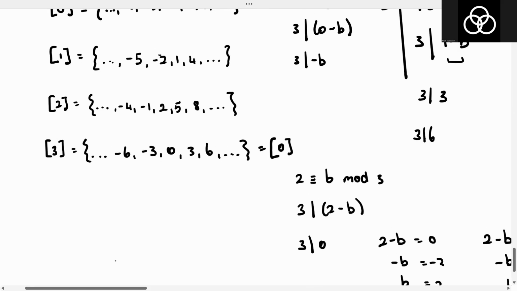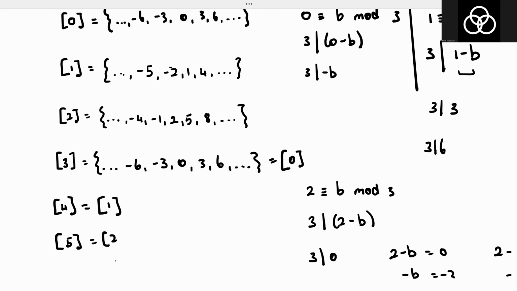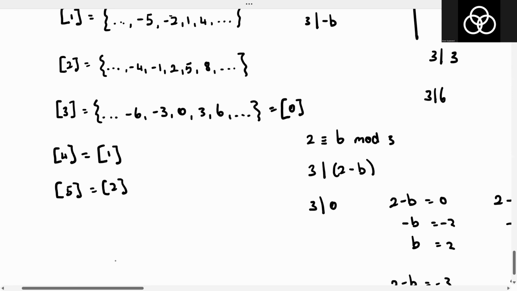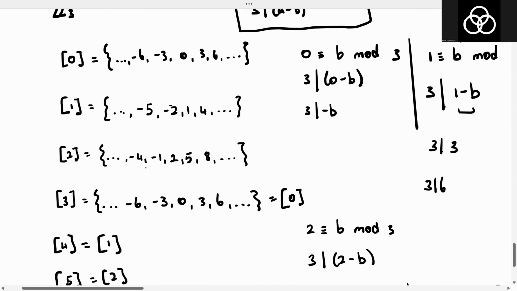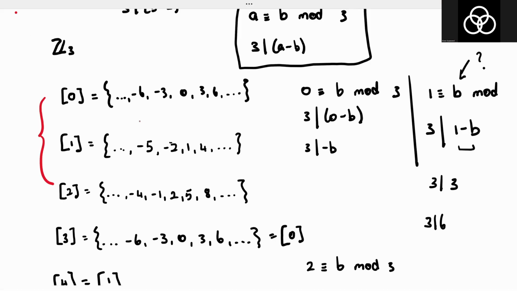And that is the trick with modular arithmetic. The equivalence classes follow a cyclic nature. So the equivalence class of 4 is actually going to be equal to the equivalence class of 1. The equivalence class of 5 will be the equivalence class of 2. The equivalence class of 6 will be the equivalence class of 3, which is the equivalence class of 0. So there are only 3 distinct equivalence classes on the mod 3. And that is 0, 1, and 2. So these here are the equivalence classes for mod 3.